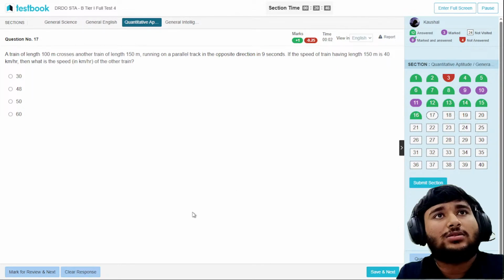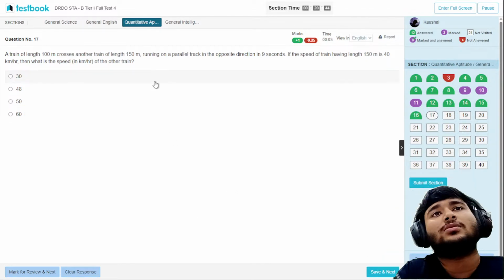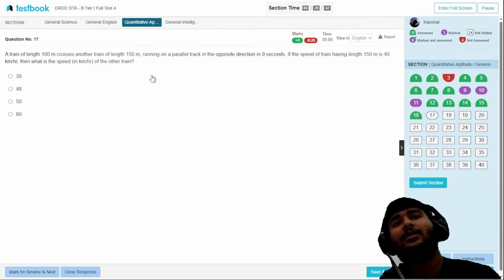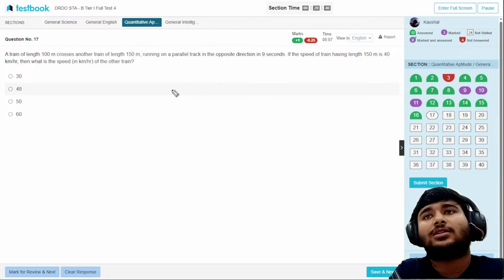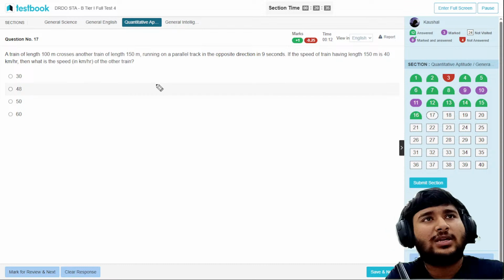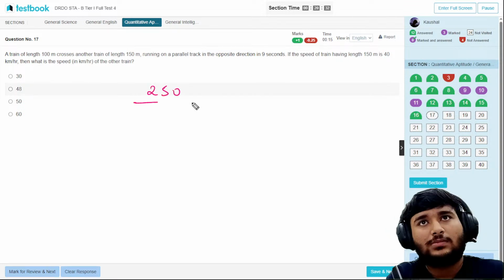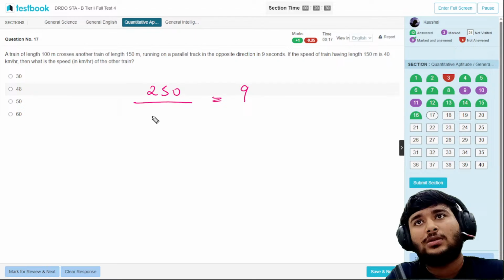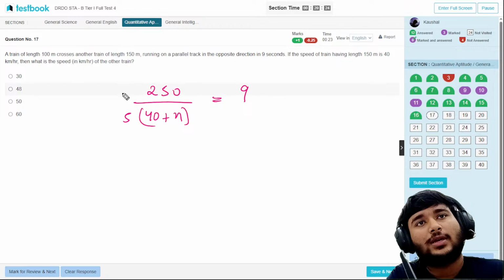A train of length 100 meters crosses another train of length 150 meters running in parallel in the opposite direction in 9 seconds. The speed of the train having length 150 is 40 kilometers per hour, and what is the speed of the other? Okay. 40 plus x into 5 by 18.